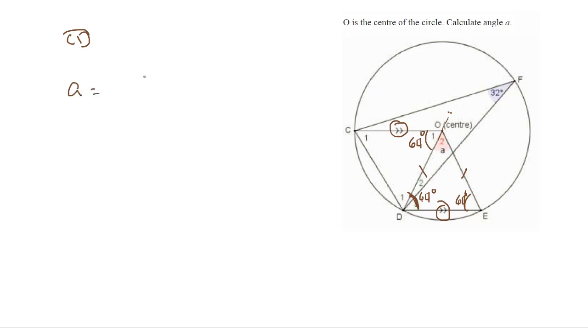A is equal to 180 degrees minus 64 times 2. So if you solve that, I hope you will get 52. 180 minus 64 times 2, and you get 52 degrees. Okay, let's try another.